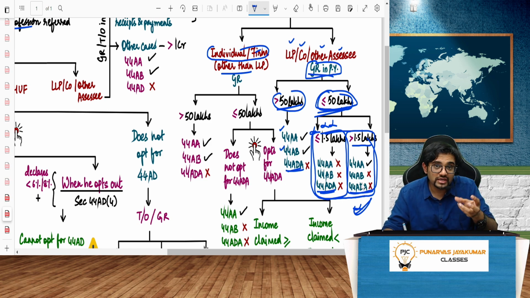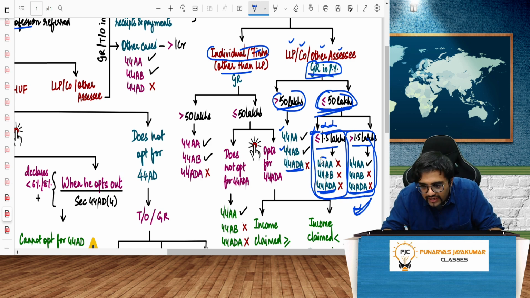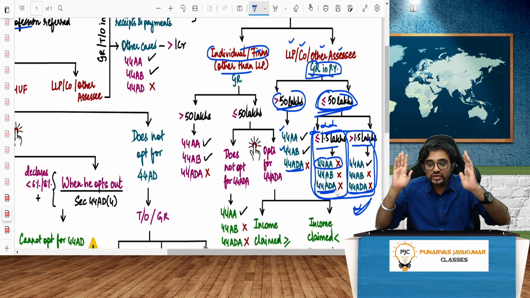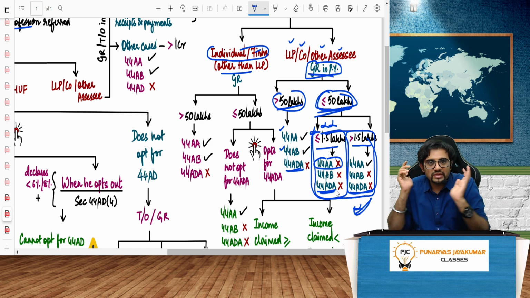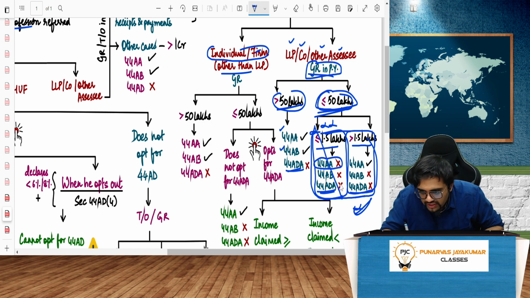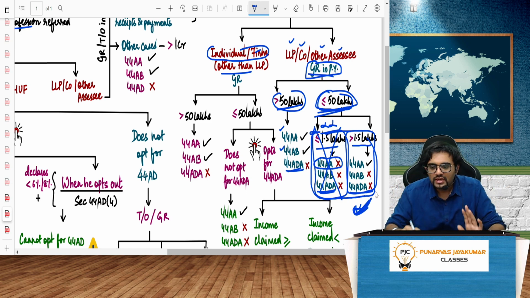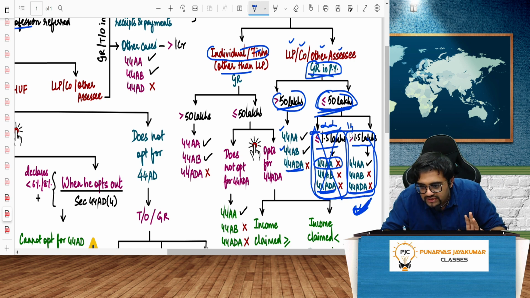But if your total gross receipts is less than or equal to 1.5 lakh in one out of the 3 preceding financial years, then 44A also will not come. 44A also will not come. AB and ADA anyway will not come. If you did not understand only this part, you delete this, it's okay, no problem. Only this you remember, okay? Only that you remember, no problem. 1 out of 3 preceding financial years only in this case, not in this case.